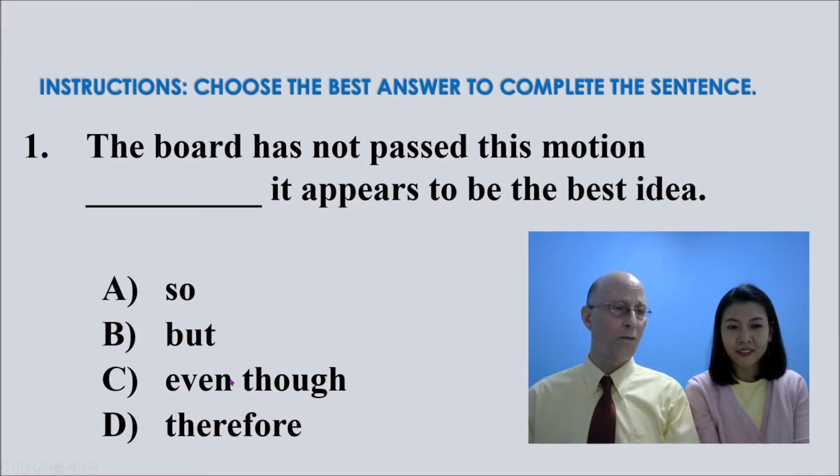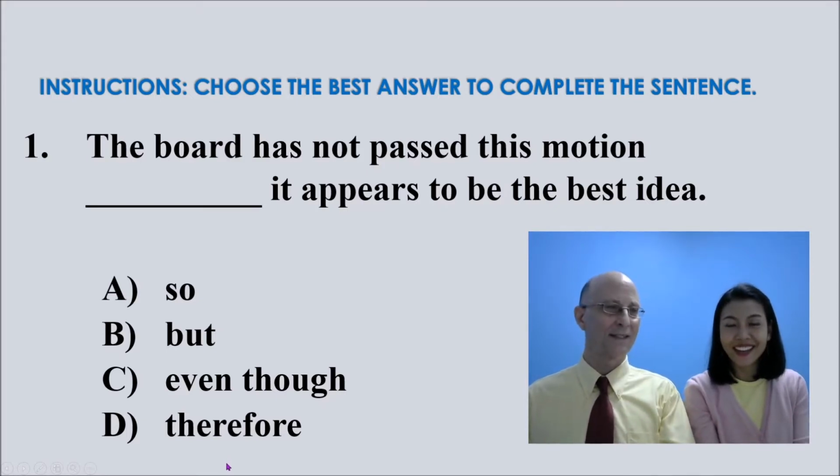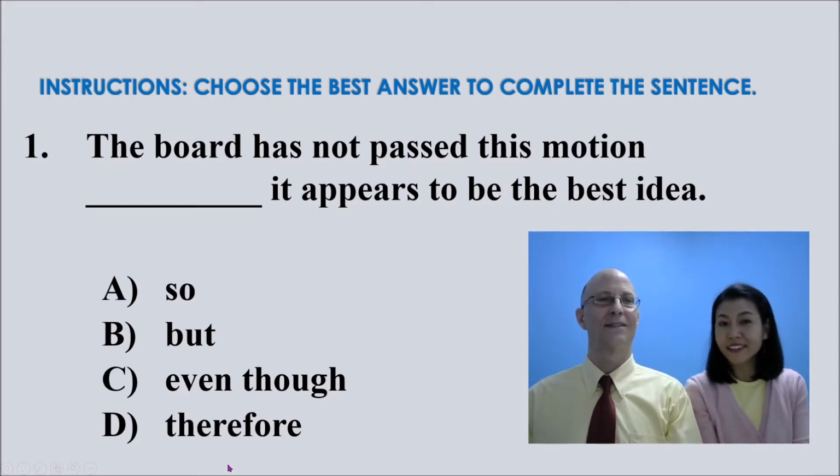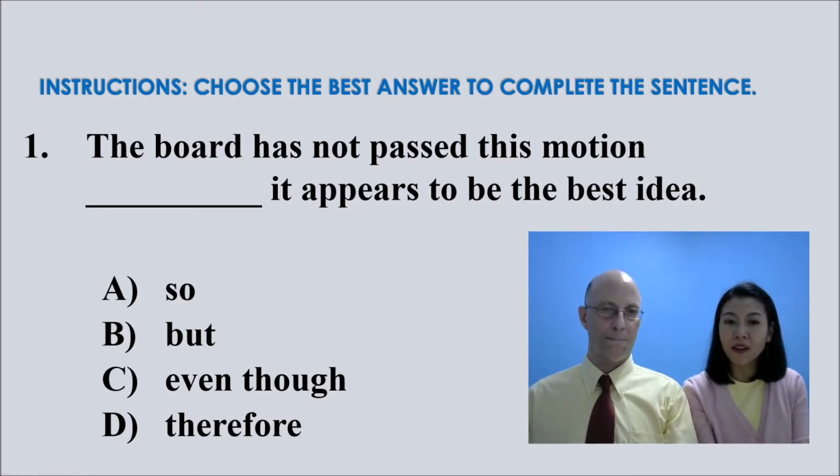Unfortunately, all 4 of these can act as conjunctions. So we need something more. What else can you see? Okay, I can see the first part is negative. Yes, good. Has not passed. And then the second part is positive. Excellent. The best idea. Yes, and then you can see the second part is not the result of the first part.